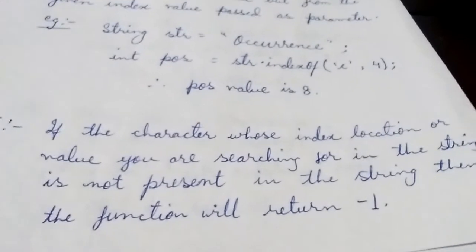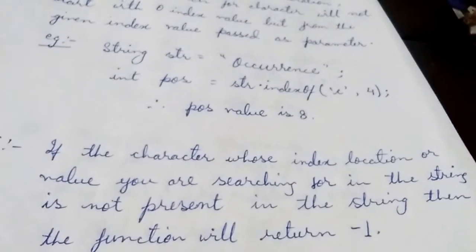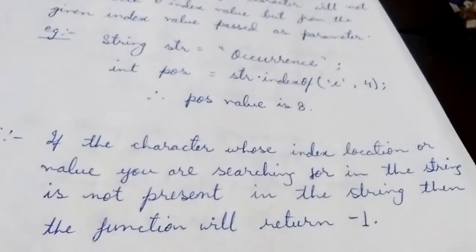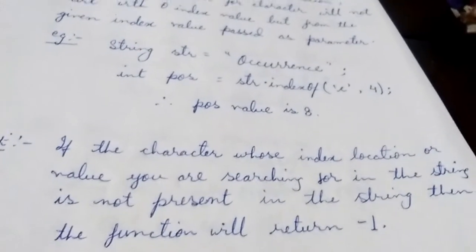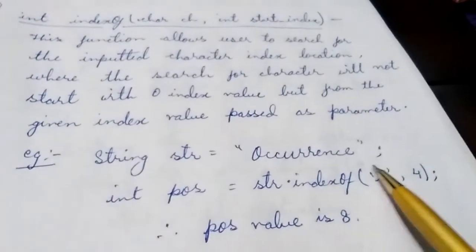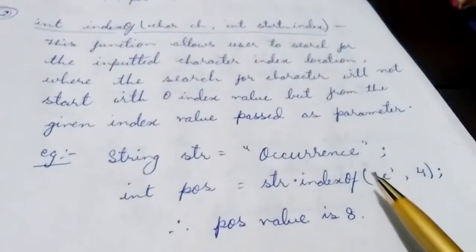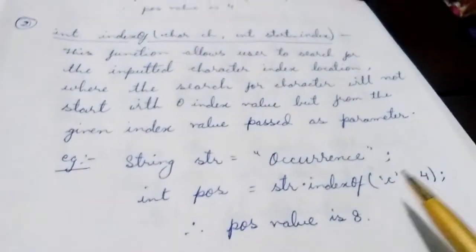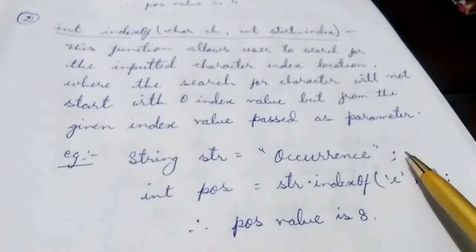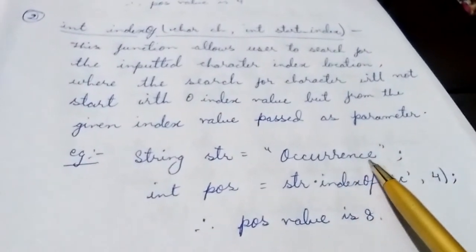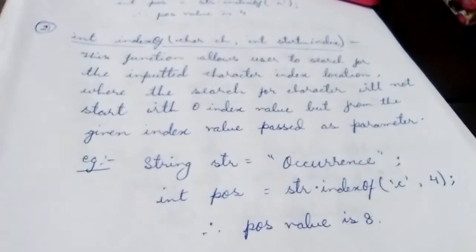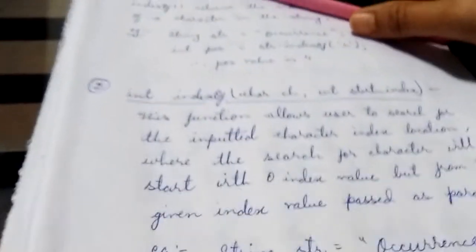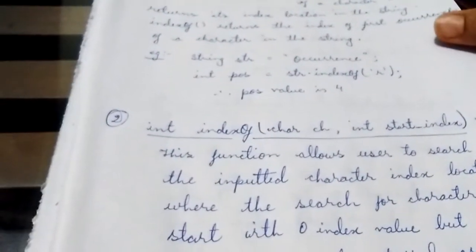Let us go with the note. If the character whose index location you are searching for in the string is not present in the string, then the function will return -1. Suppose we are searching for A and A is not present in the string, it will return -1. Or suppose we are searching for c, but after the string length, suppose the string length is till 9, 10 and we have written here 11 or 12, it will return -1. So this indexOf is a very important function.